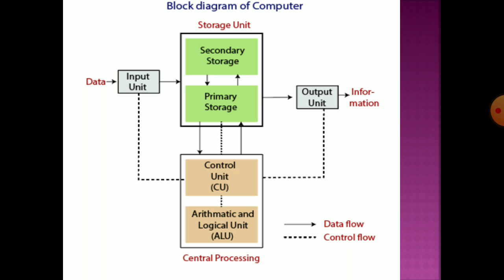Next, after the processing, again the data is sent back to your memory, and then through your memory it will be sent back to your output unit. And when the data enters through your input, at that time it is data. After the processing, when we send it through your output unit, it will become information. It will become your information.